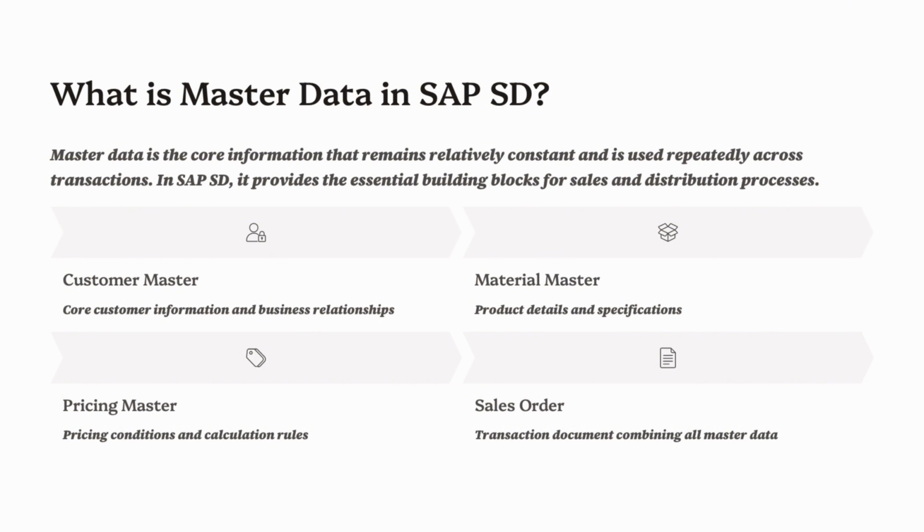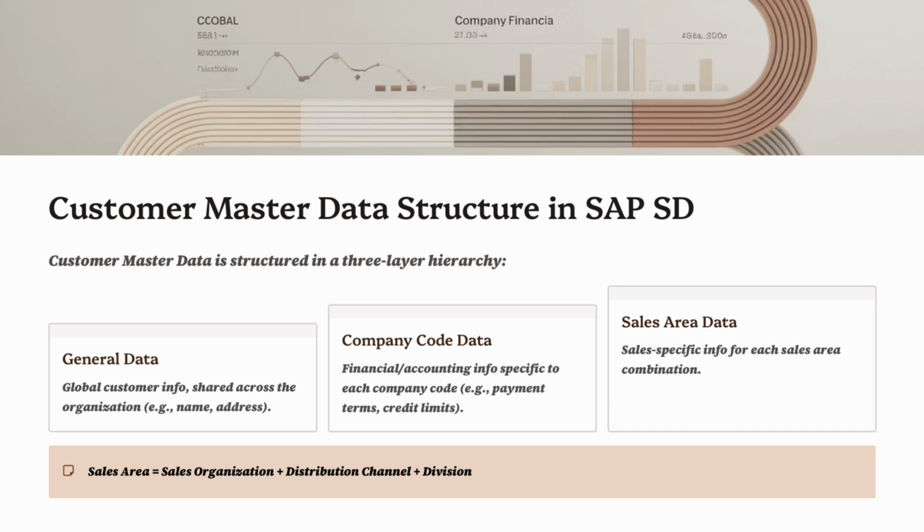When you create a sales order, the system automatically pulls customer details from the customer master, product details from the material master, and price details from the pricing master. Example: when you enter a customer code in VA01, SAP fills in address, payment terms, tax info, and shipping data, all from the master record. That's the power of master data. It eliminates repetition and ensures every process runs smoothly.